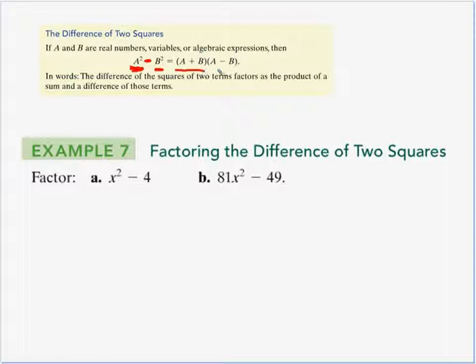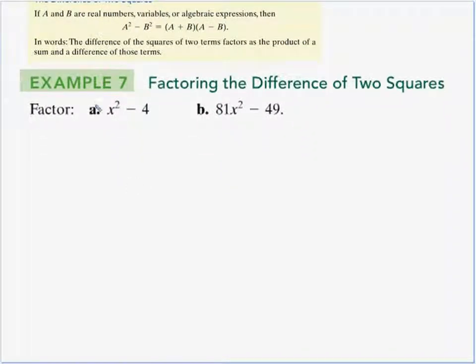a plus and a minus. The two terms added, a plus b, times the two terms subtracted, a minus b. And again, this only works for a difference of squares, a squared minus b squared. This never works for the sum of squares. It will never factor down like that.